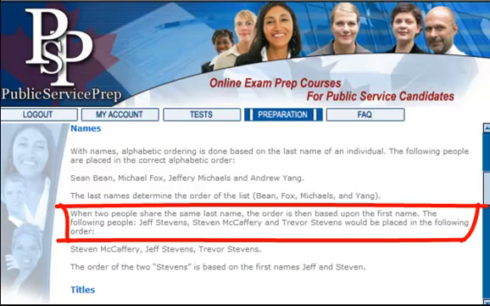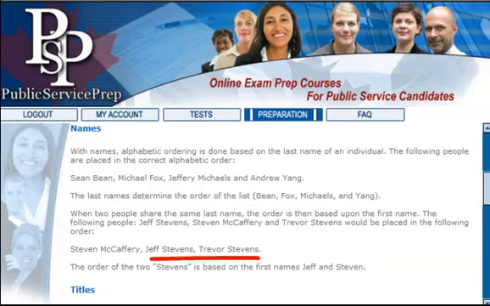When two people share the same last name, the order is then given based on the first name. So Jeff Stevens, Stephen McCaffrey, and Trevor Stevens should be placed in the following order: Stephen McCaffrey followed by Jeff Stevens followed by Trevor Stevens. Both Jeff Stevens and Trevor Stevens have the same last name, but J comes before T when you look at the first name.